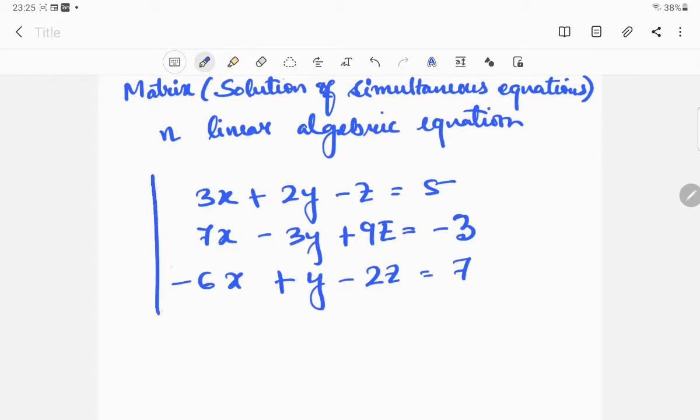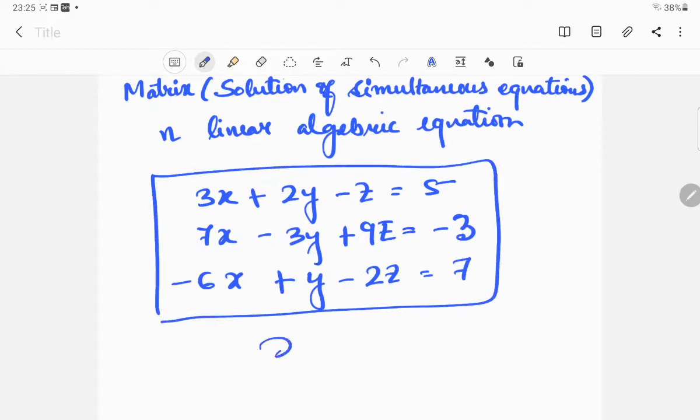Suppose you are being asked to solve this. Solve means you need to find out what is x, what is y, and what is z. That is a question we basically face. Since we are doing numerical methods, we will use some simple tricks to solve these equations instead of solving them step by step to find x, y and z. So what is the trick that we are going to apply?